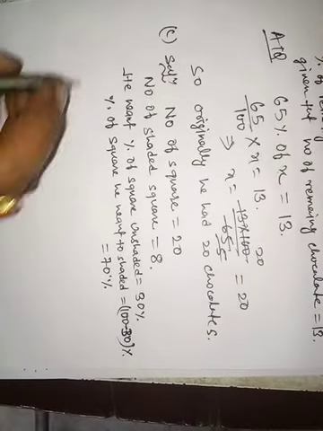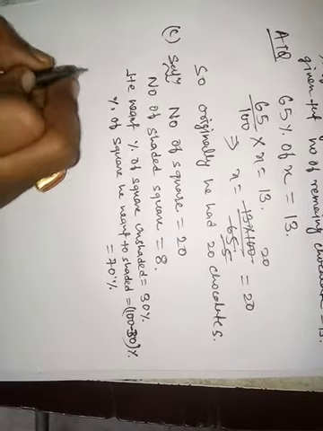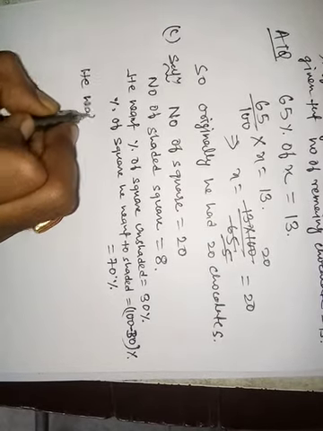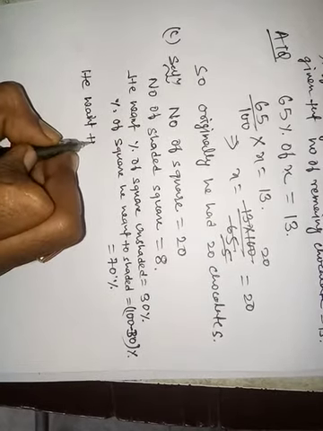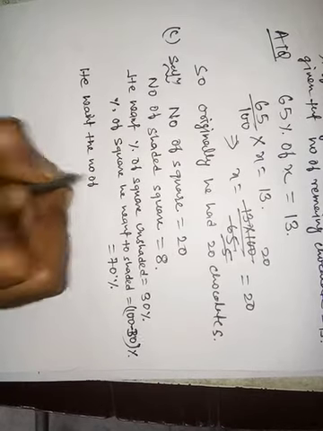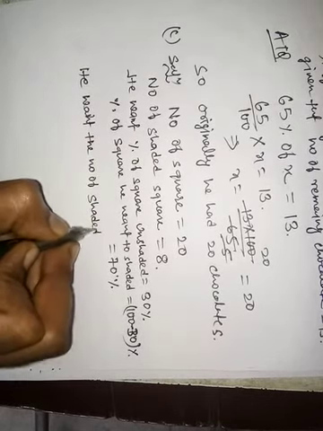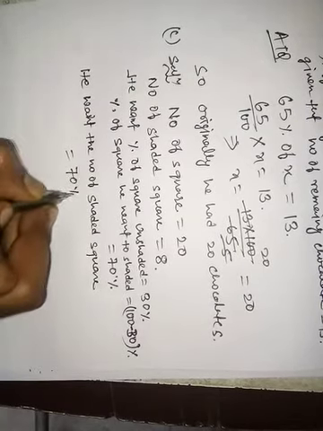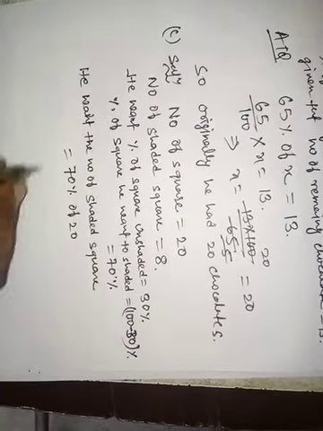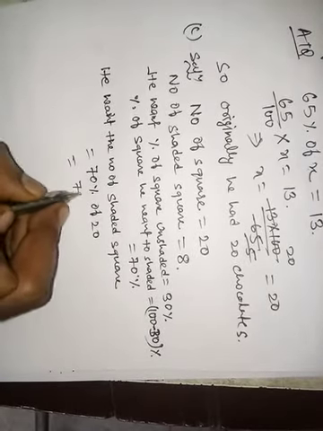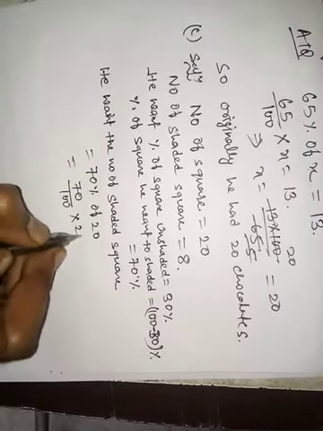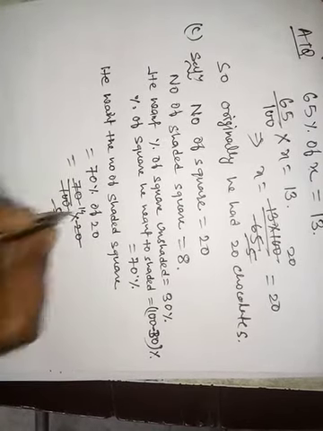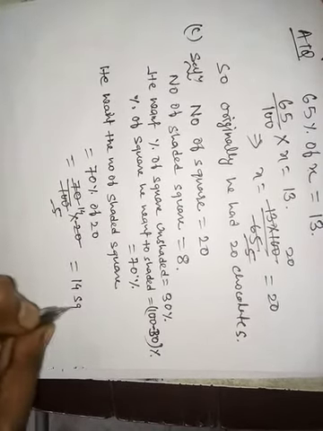So he wants the number of shaded squares equal to 70% of 20. That is 70/100 into 20. 20 cancels with 100 5 times. Again 5 cancels with 70 14 times. It means 14 squares.